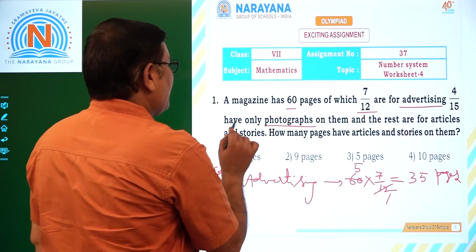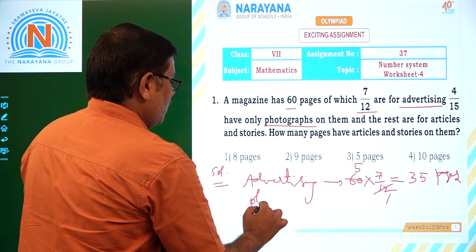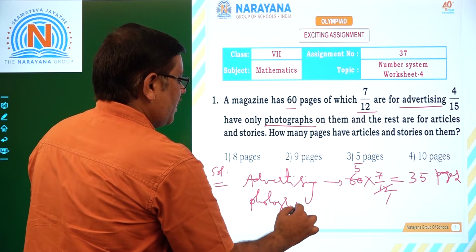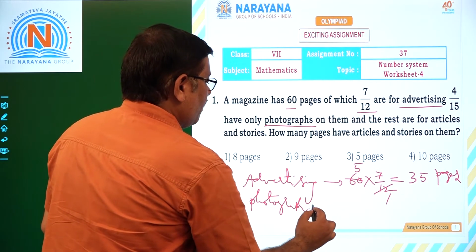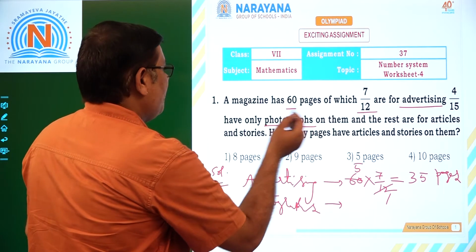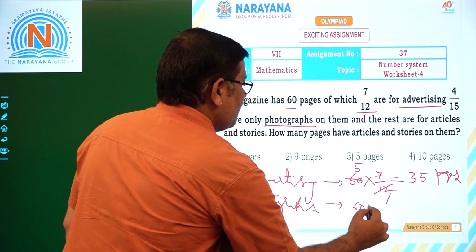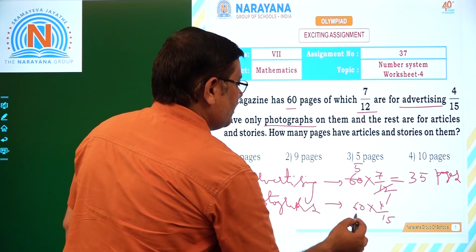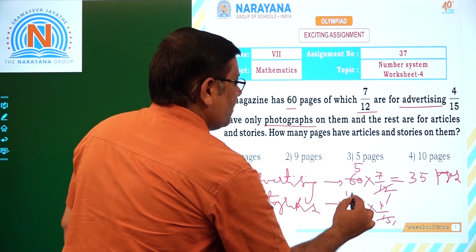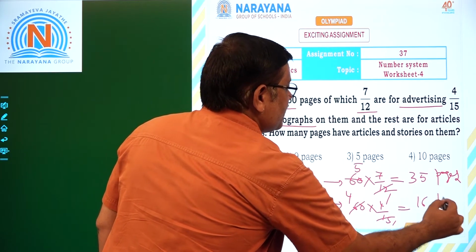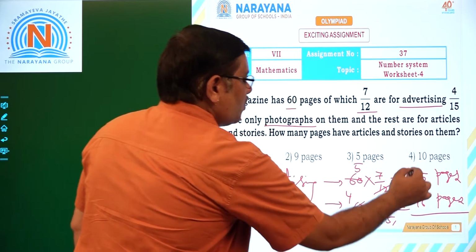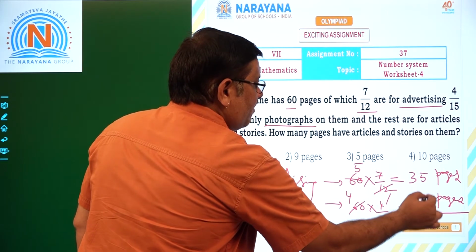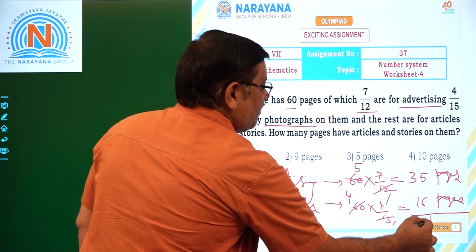Next, 4 by 15 have only photographs. How many are photographs? Photographs are 4 by 15. That is 60 into 4 by 15. So 15 ones are 15, 15 fours are 60. That is nothing but 16 pages. So total how many pages are we using now? 35 plus 16, that is 51 pages.